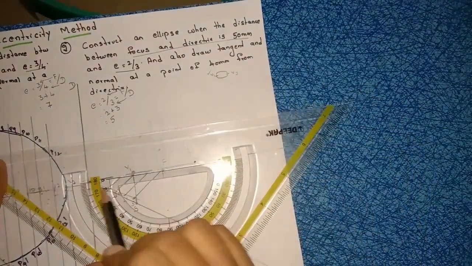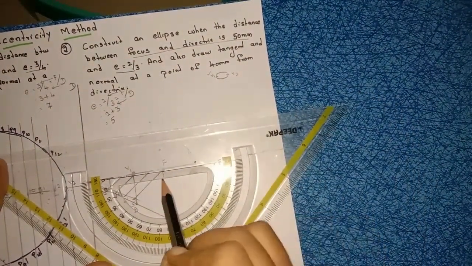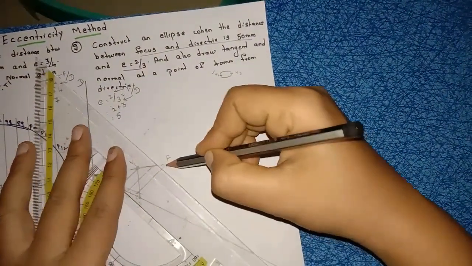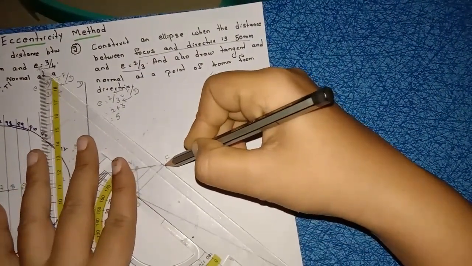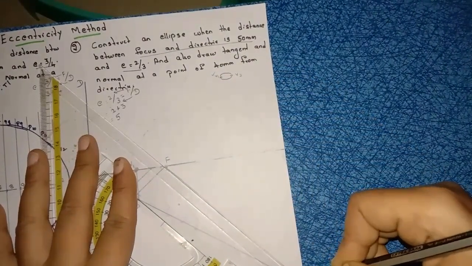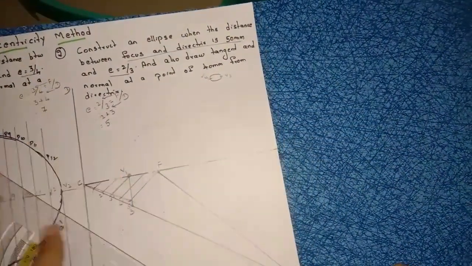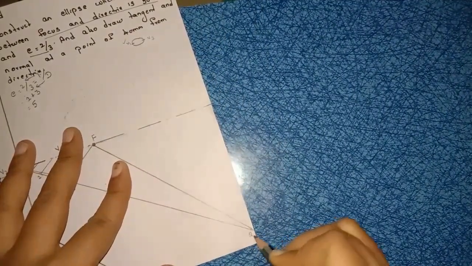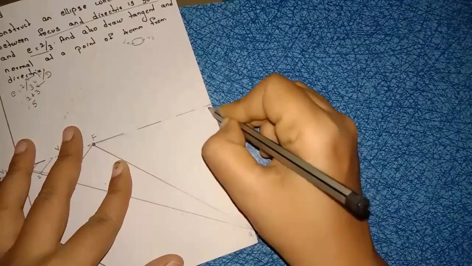Then next what we have to do, keep your protractor on the axis line, from focus mark 45 degrees and draw a line, right? So definitely the two lines will intersect at some point, right? So naming it as here Q. From Q draw a straight line to the axis line.